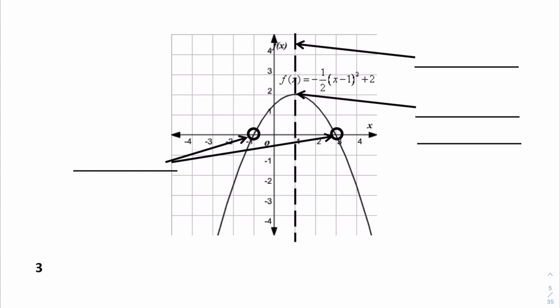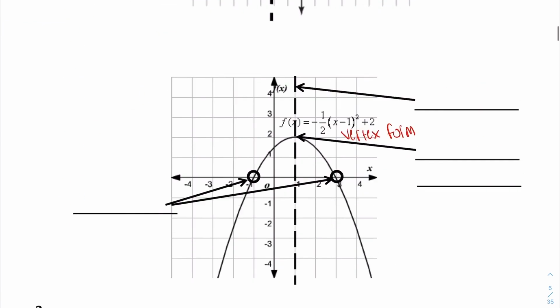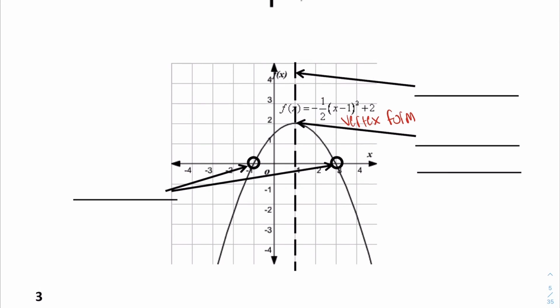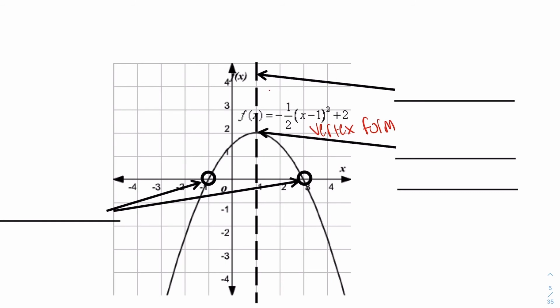Let's do another example with a different type of equation. In this equation, if you notice, it has this thing with the parentheses and this thing outside the parentheses, and that's going to be vertex form, whereas this other one was in standard form. In vertex form, this number on the outside is not the y-intercept. Let me just write down the equation for vertex form. y equals a(x minus h) squared plus k.